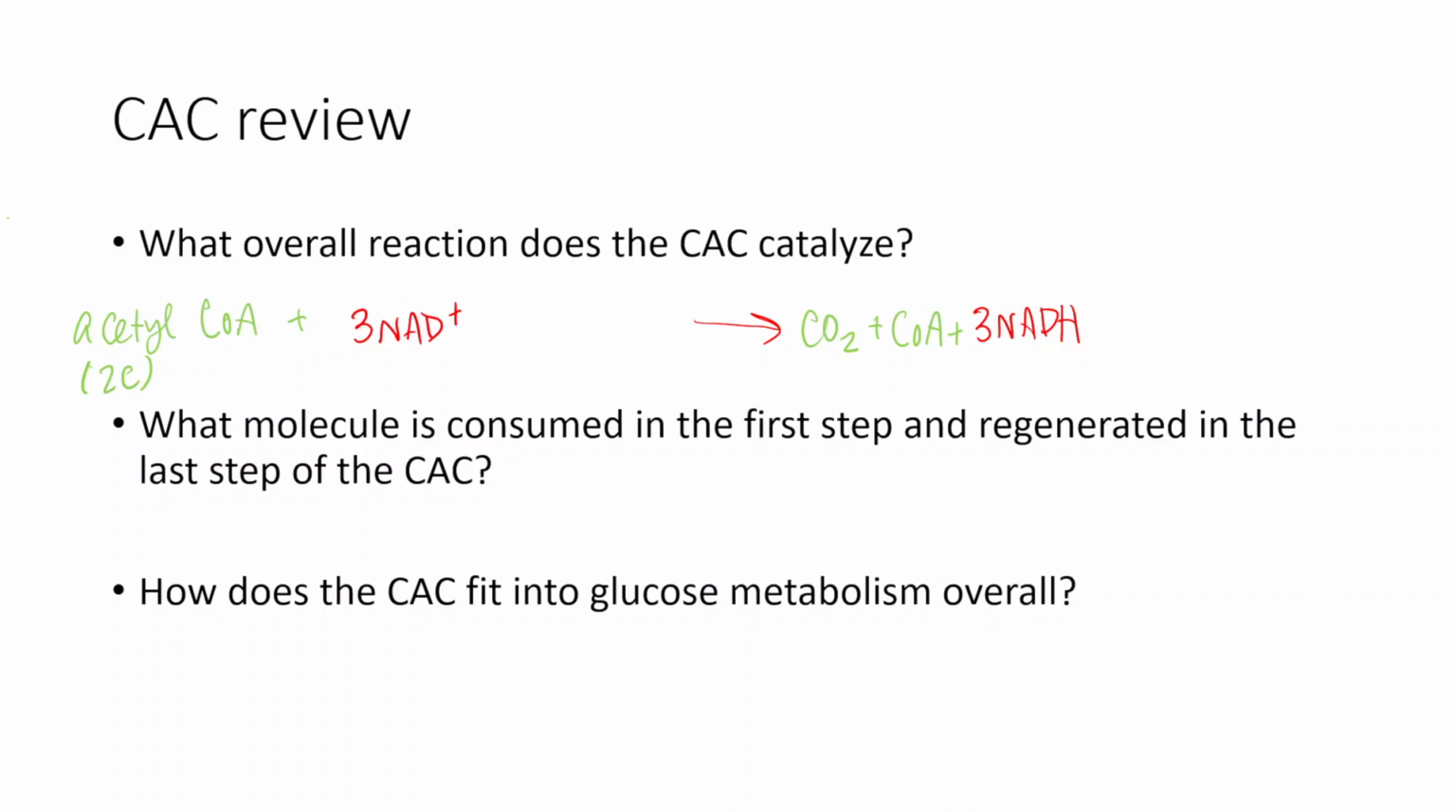Anything else that we need? Yeah, we have some energy currency that we directly make in the form of GTP. So we need GDP plus inorganic phosphate on the left, and on the right we make 1 GTP for every turn of the citric acid cycle. And there is one more thing that I'm thinking of. How many? Just 1. Yeah, awesome. So that's our other electron carrier.